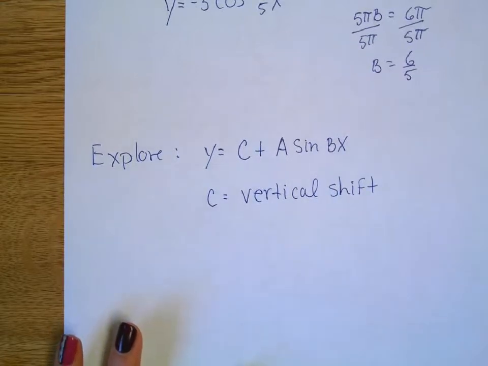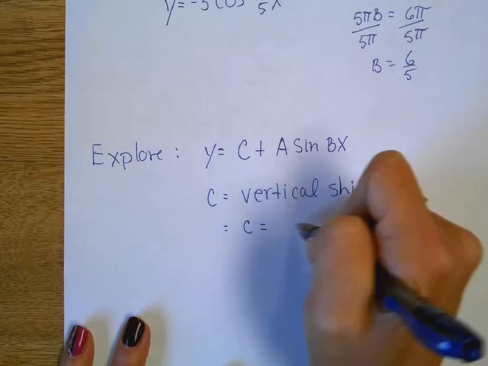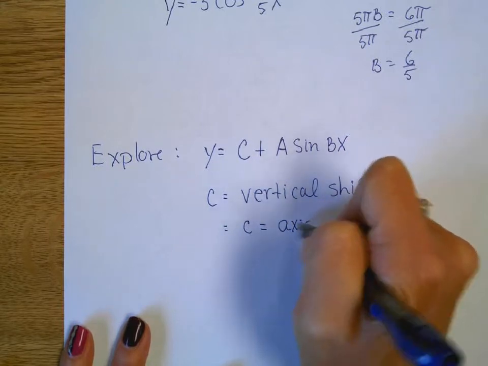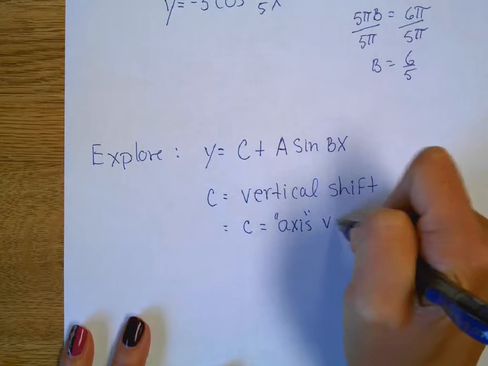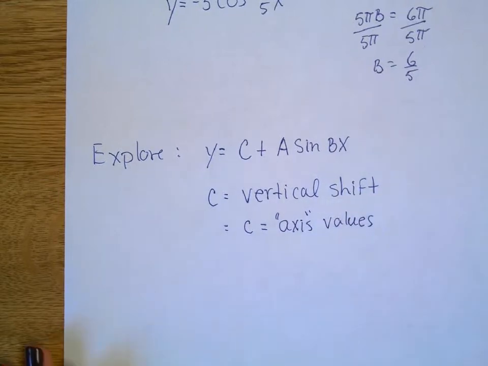What that C value is going to give you, it's going to give you all of your axis values. So C is equal to your axis values. So on our pattern, when we say axis, if there's a vertical shift, we use that number as the axis. If there's no vertical shift, then it's 0. It's back on the x-axis. Okay? We're going to try them.